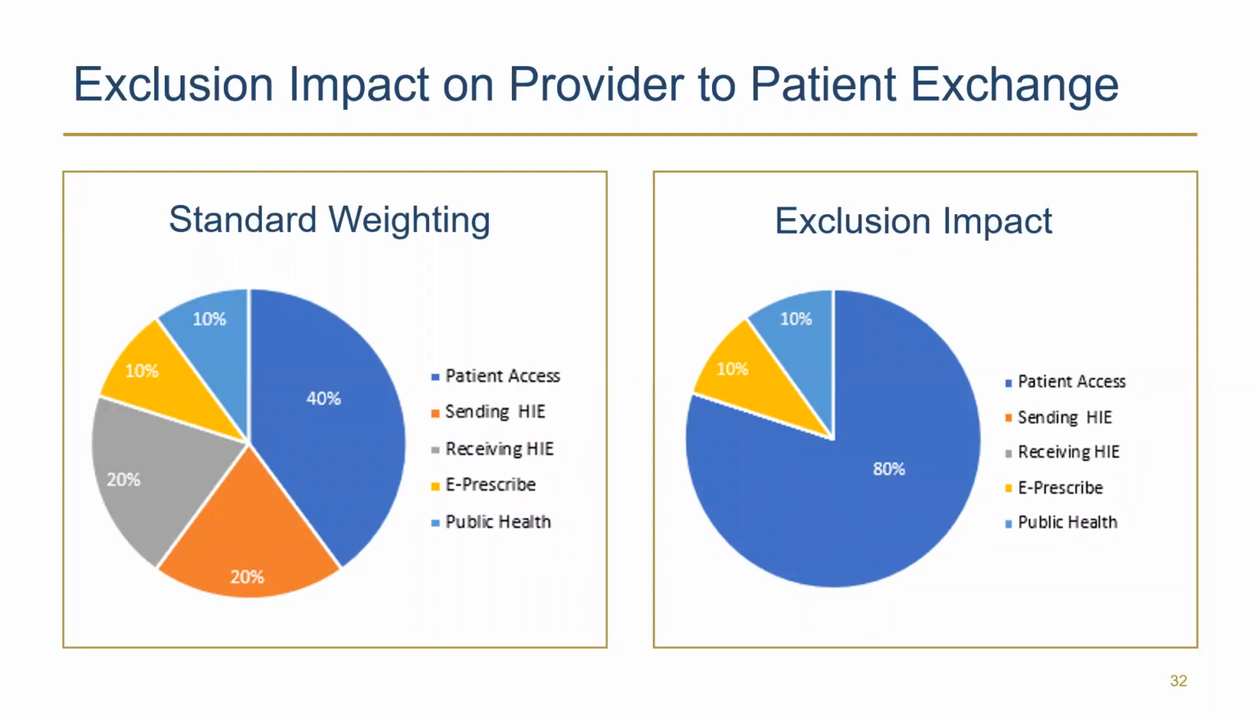So, what is the exclusion impact on provider-to-patient exchange? The pie graph on the left-hand side shows the weights of the measures in the PI category. The largest is 40%, the patient access measure, with 2 health information exchange measures being the next largest at 20%, and e-prescribing and public health measures are 10% each. All measures except for the patient access measure have criteria for exclusions.